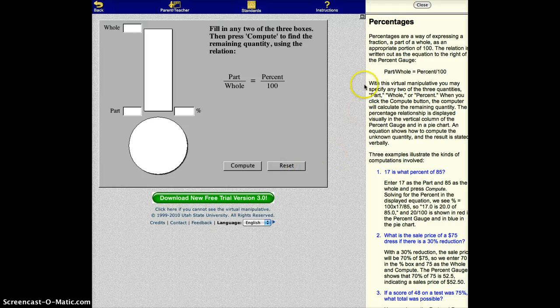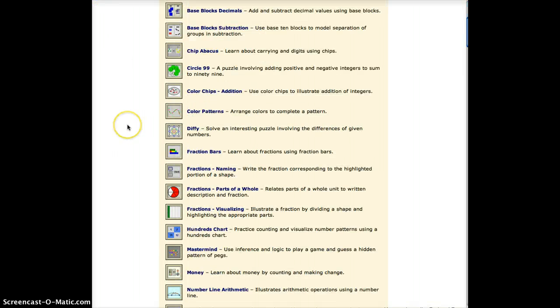Also notice that every manipulative has information on the right side here to help students not only play around with their numbers, but also really understand what they're doing and reinforce whatever is going on with their math problem.